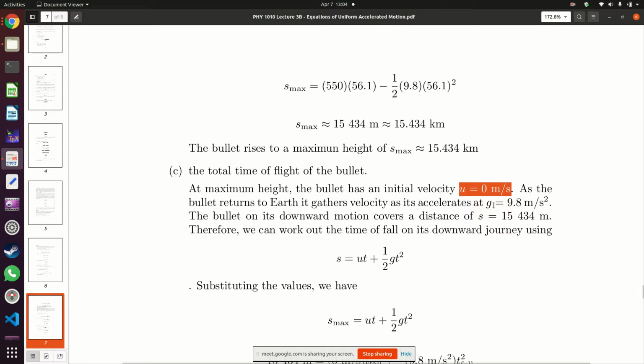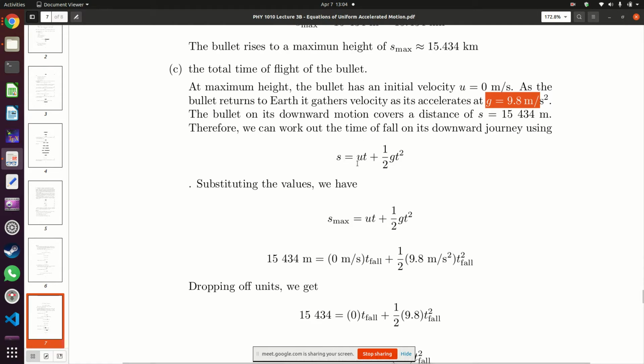And when it falls, it's going to cover the same amount of distance. The distance to maximum height is the same distance through which the bullet is going to fall. The difference here is that the bullet is going to be moving towards the surface of the earth. In that case, the acceleration is going to be 9.8 meters per second squared. So we use the same equation, s equals ut plus half at squared, with a difference. We know the maximum height now. S max is known. We also know the initial velocity at maximum height.